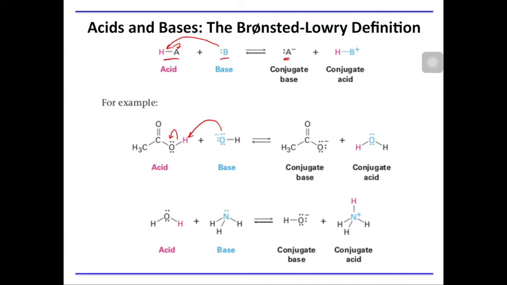Another example given here is ammonia, which serves as a base. Ammonia accepts the hydrogen of water to form hydroxide ion and ammonium ion. But this reaction is actually not thermodynamically favored. The favored reaction is the opposite reaction. That is why the reverse arrow is written as a bold arrow.